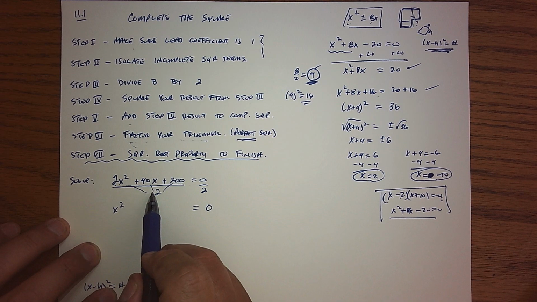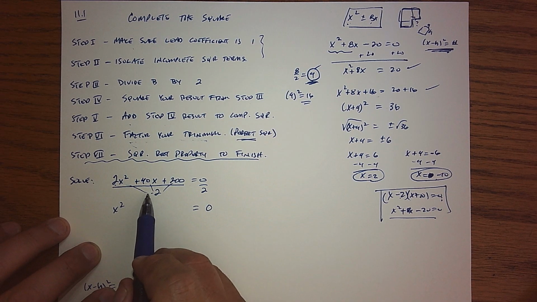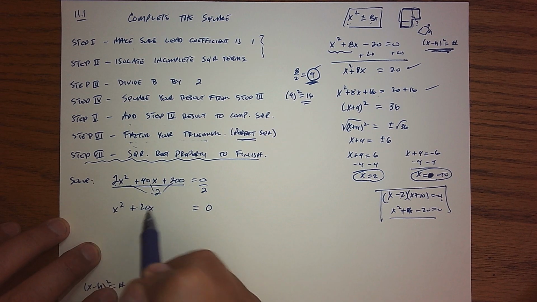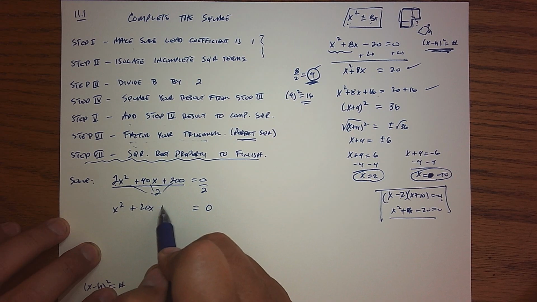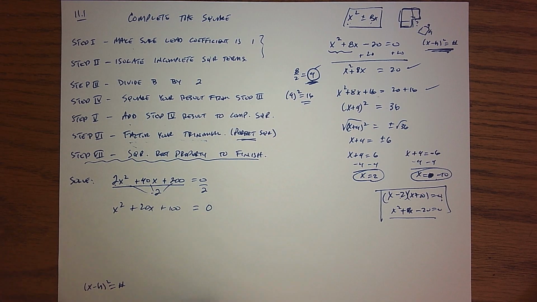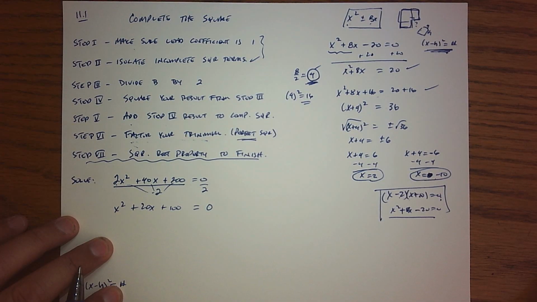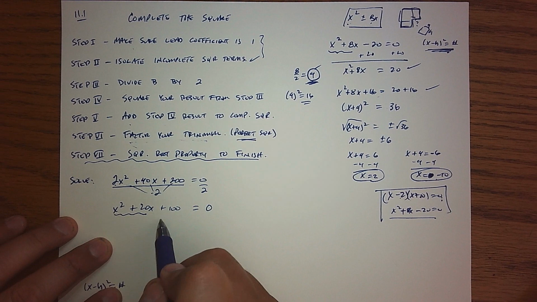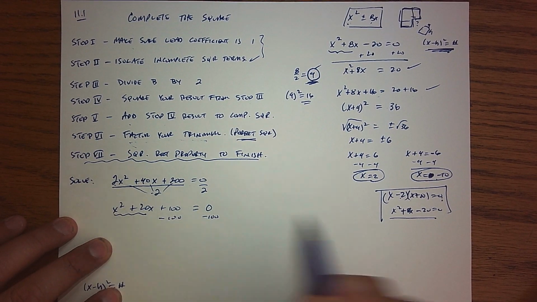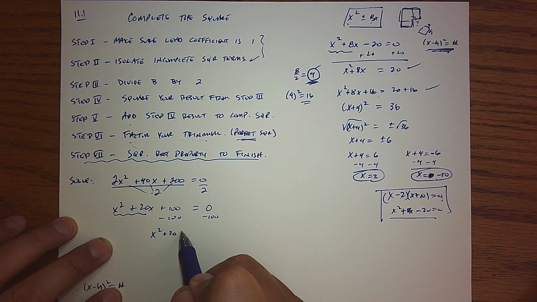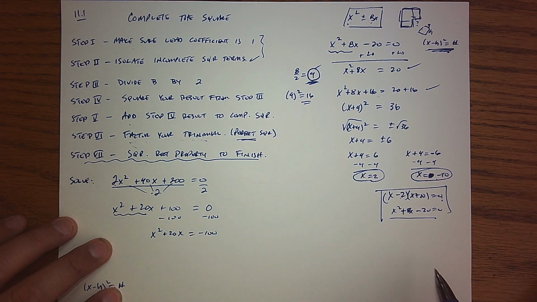I think we saw this in section, what was it, 4.8. When we divide by a monomial, we basically divide it into pieces. And so this would become 20x, and this would become plus 100. All right, so we're off to the races there. All right, next step is to isolate the incomplete square terms. Well, there they are. So to isolate it, I'll subtract 100 from both sides. So you get x squared plus 20x equals negative 100.